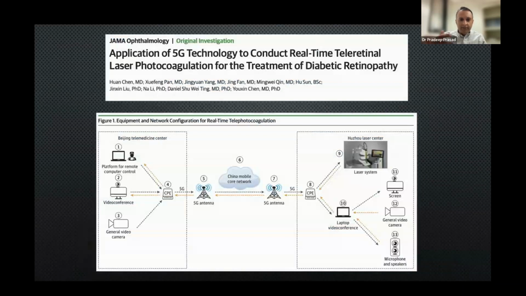This was taken one step further. This paper just came out in JAMA Ophthalmology last year, and this was actually something that happened as a result of the COVID pandemic, where experienced retina specialists weren't able to administer treatment in more rural areas of China.